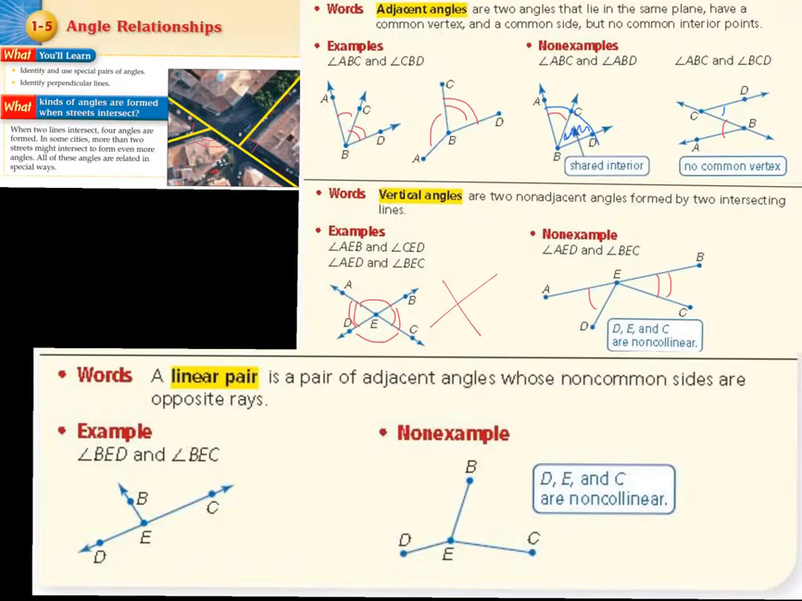A linear pair is a pair of adjacent angles whose non-common sides are opposite rays. So angles BED and BEC form a linear pair because DC is a line. This is not a linear pair because there is no line.